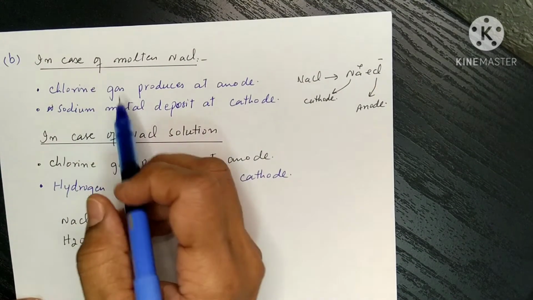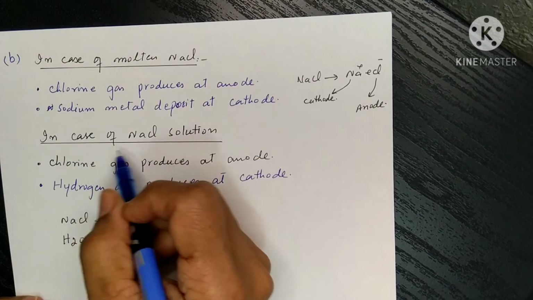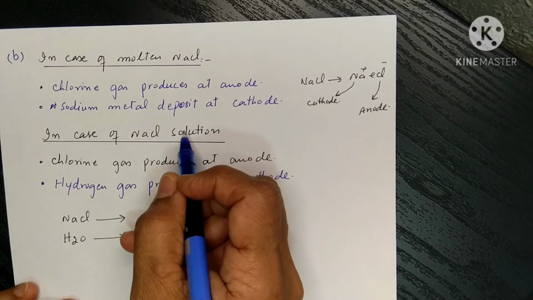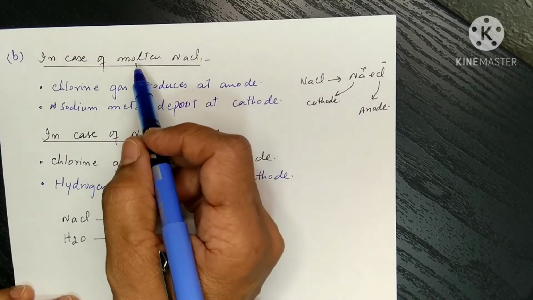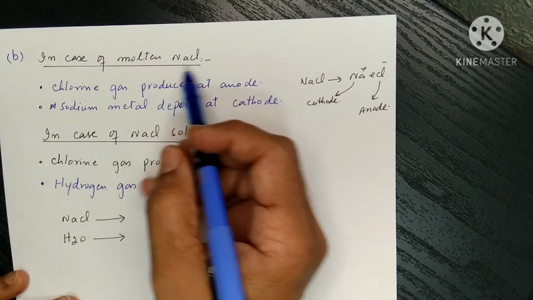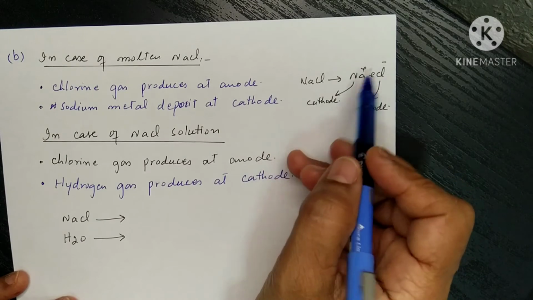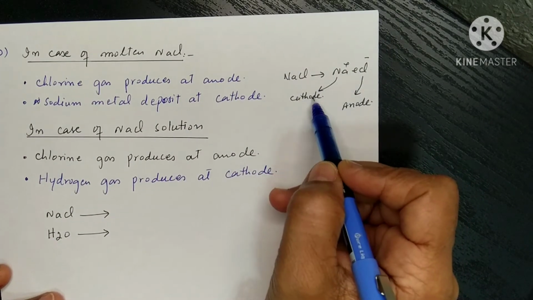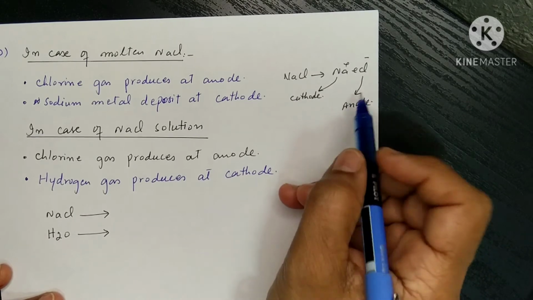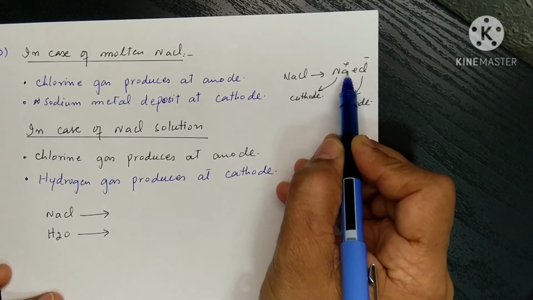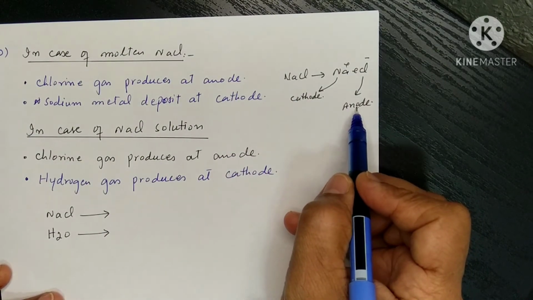Part B of question 4. During the electrolysis of molten sodium chloride and electrolysis of sodium chloride solution, we have to discuss the differences. First of all, in the case of molten sodium chloride, we have only one type of positive ion and one type of negative ion. The positive ions move towards the cathode, and chloride ions, which are negative ions, move towards the anode. It means at the cathode sodium atom will deposit, and at the anode chlorine gas will produce.